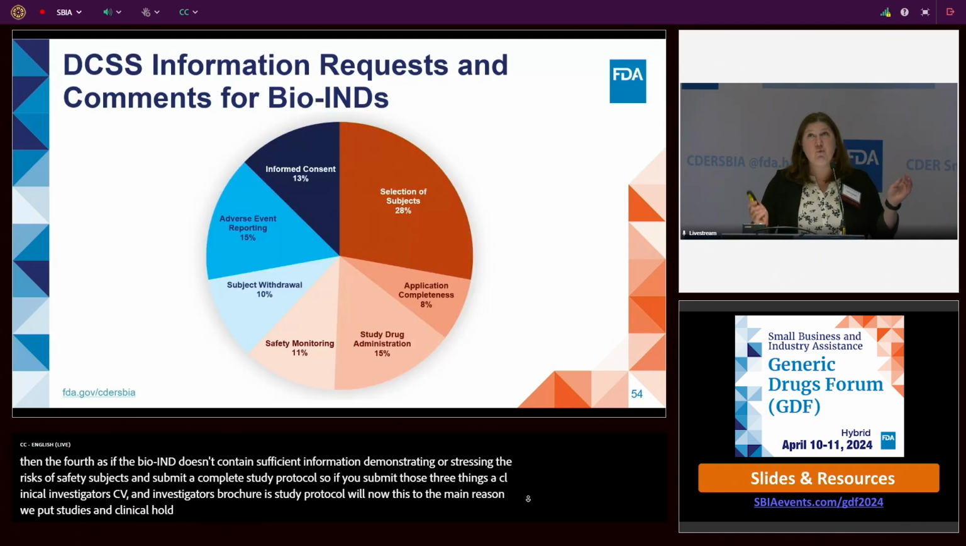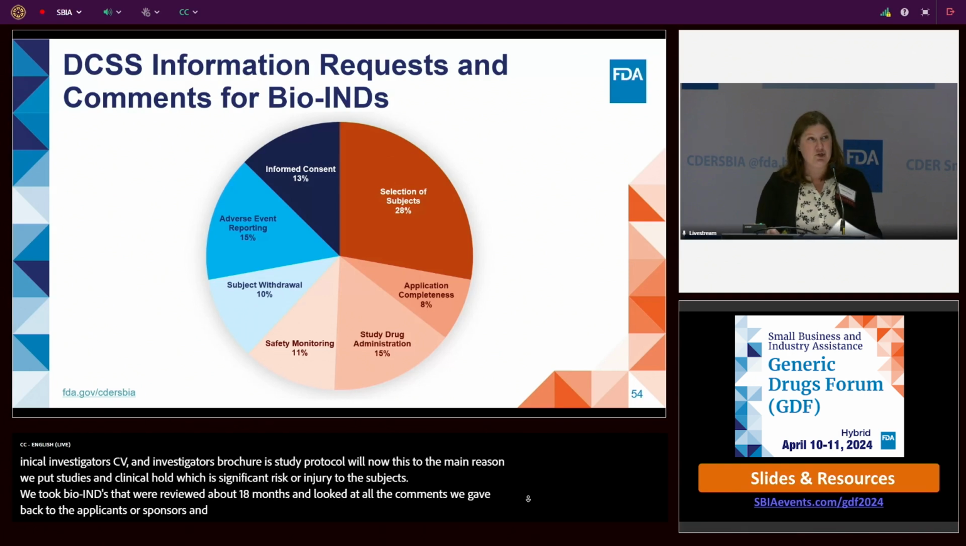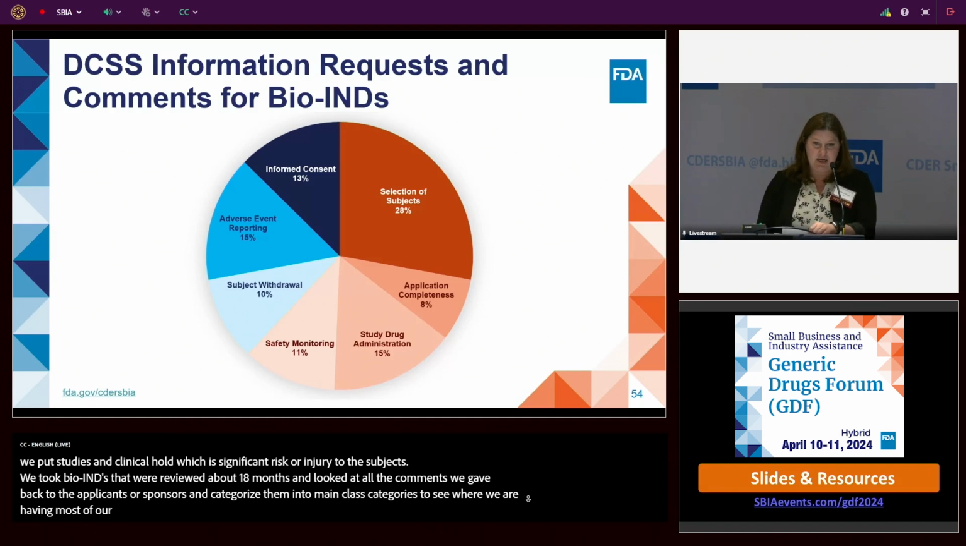So we took Bio-INDs that have been reviewed over about 18 months and looked at all of the comments that we gave back to the applicants or sponsors and categorized them into main class categories to see where we are having most of our comments and critiques on these Bio-INDs. And this is a lovely pie chart, even though in my PhD they told us never to use a pie chart. I am a rebel.